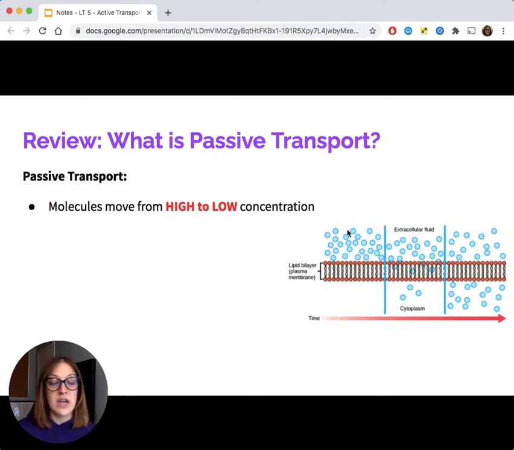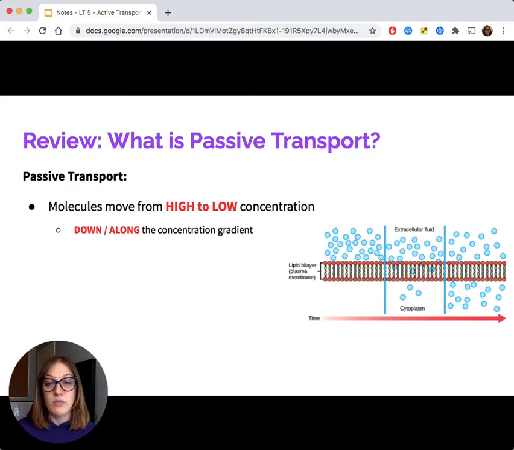If you take a look at this diagram, here we can see there's a high concentration of this molecule in the extracellular fluid, or outside of the cell. Over time, through random molecular movement, it gradually passes between these phospholipids until it reaches about equilibrium, a balance of the number of molecules on each side. So this is going from a high concentration to a low concentration. This can also be referred to as moving down or along the concentration gradient.